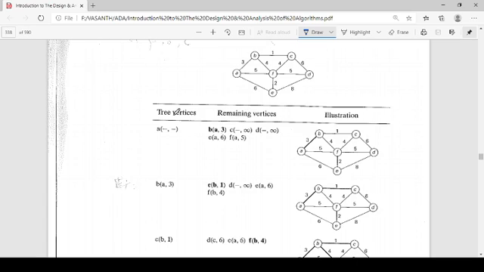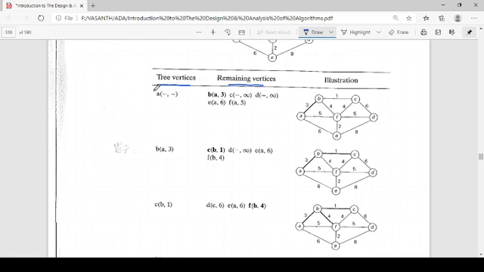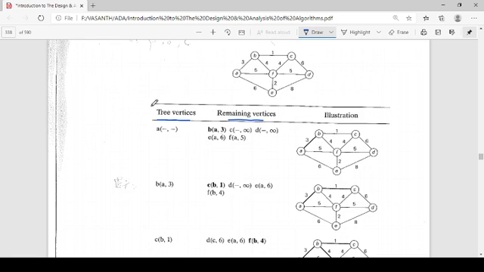Before solving the problem, we try to make the columns. First we are going to start with the tree vertex, then the remaining vertex, and the graph. As I told in the previous class, after completion of every step you are supposed to draw the spanning tree, because each step carries marks in the examination. So after each step you have to construct the spanning tree. Let us start with the problem.